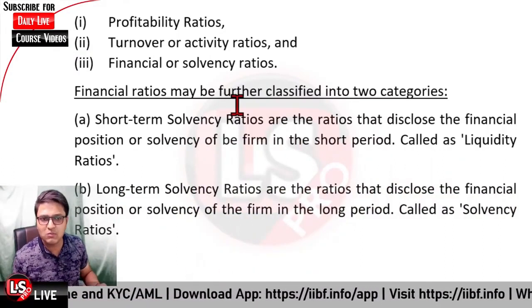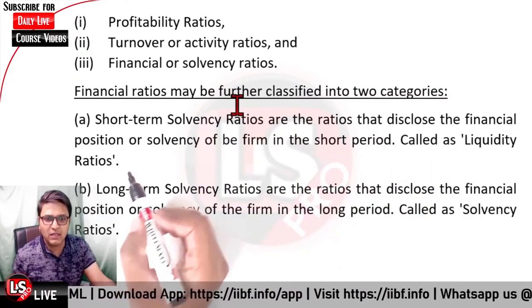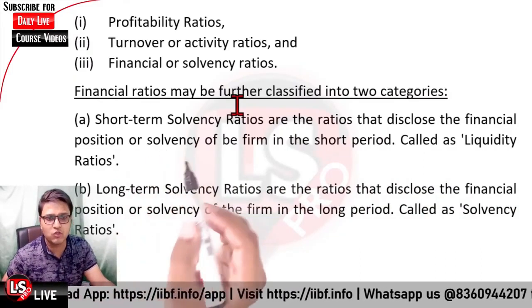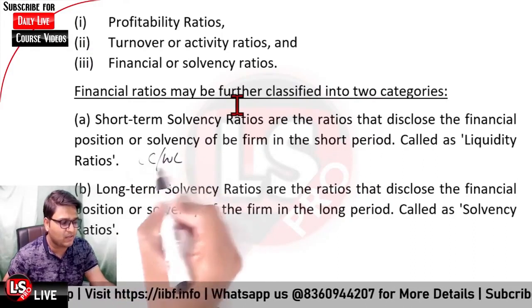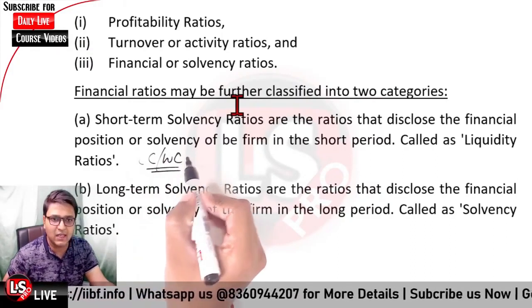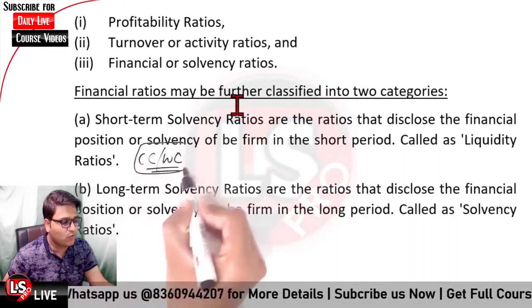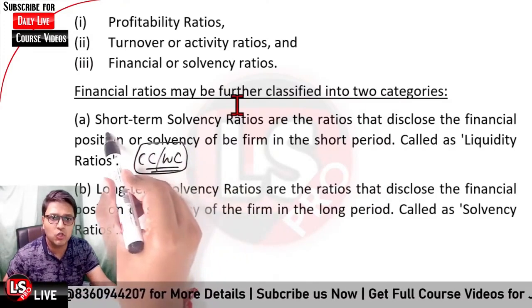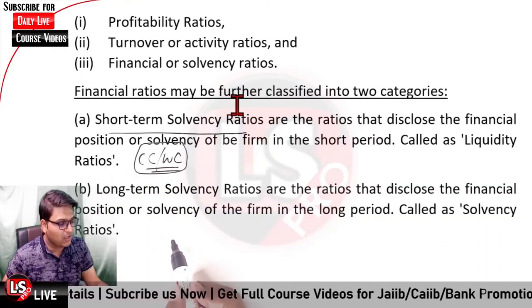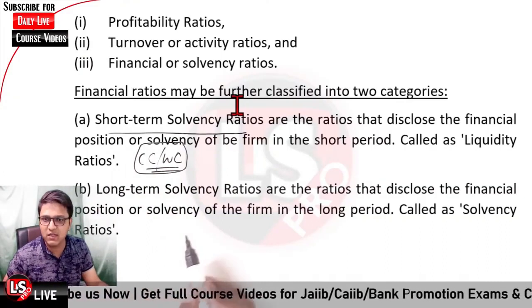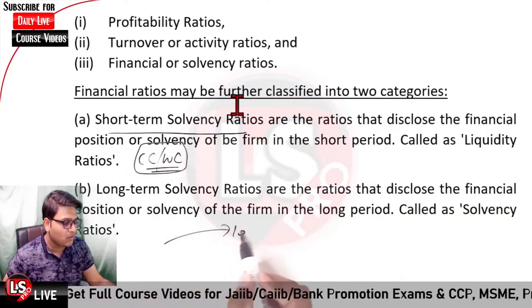Now, where is long-term solvency related to? In the case of the short-term solvency ratio, when a CC limit or working capital is extended to a company, the bank would be looking into the short-term solvency ratios. But in the case of the long-term solvency ratios, likewise, a machinery term loan has been extended to the company for the next 10 years.